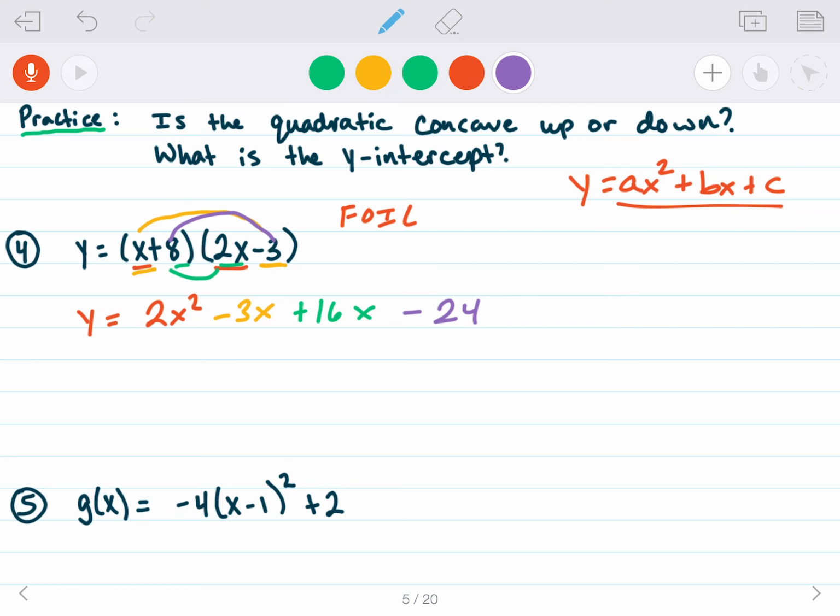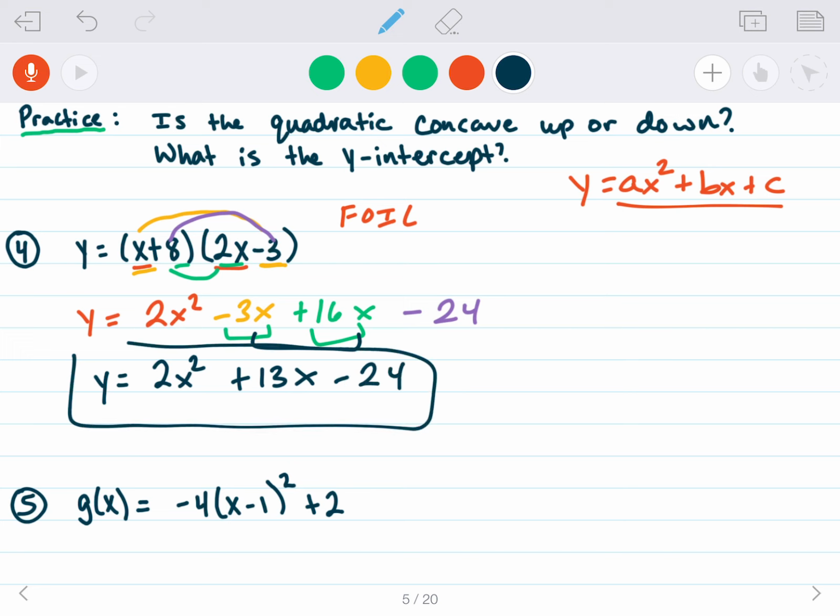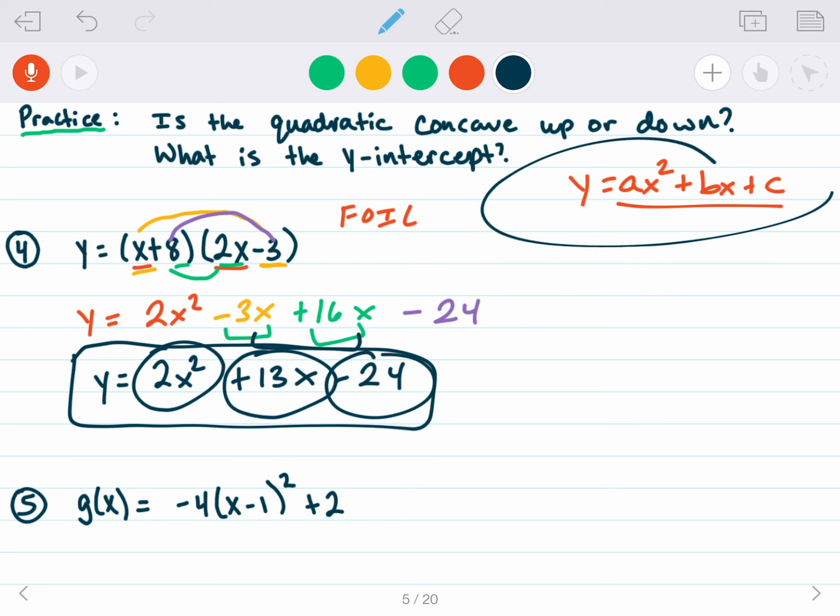And at this point, we can combine like terms. The only like terms we have are the x terms. So let me combine these. We have y equals 2x squared. Negative 3x and a positive 16x is going to give us a positive 13x when I combine these. And then at this point, we are in standard form, because we have ax squared, bx, c. It looks just like this.